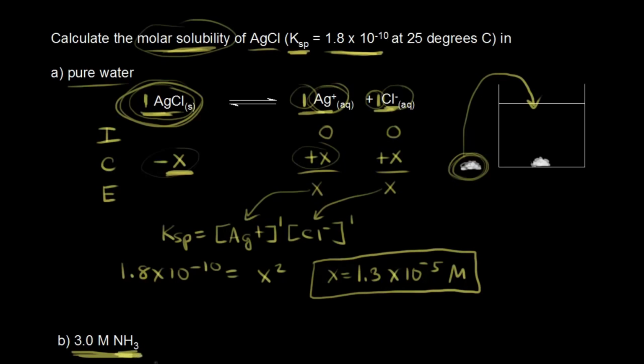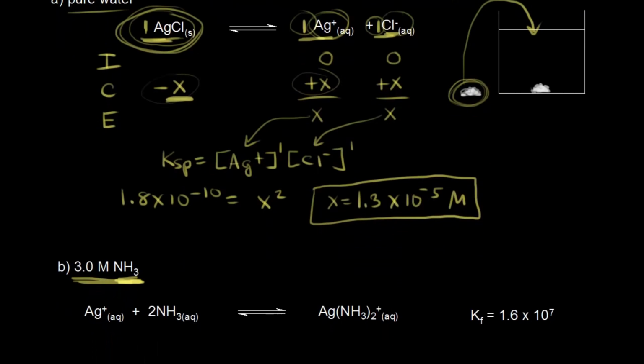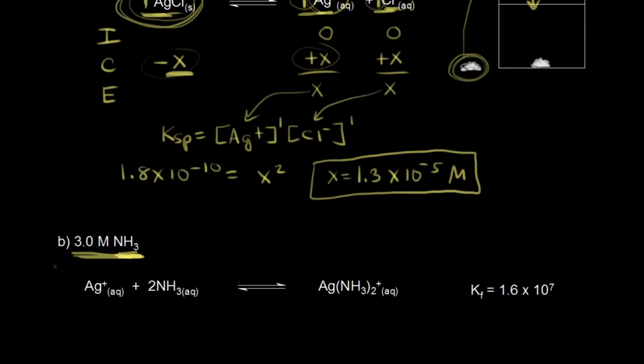So we have a 3 molar, right? We have some ammonia present now. What happens when ammonia is around silver cations? Right? We get this reaction. So silver cations plus 2 molecules of ammonia give us what's called a complex ion over here.